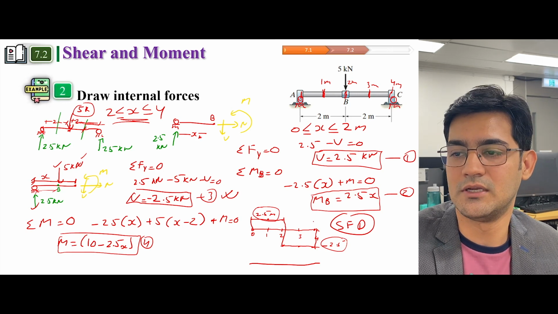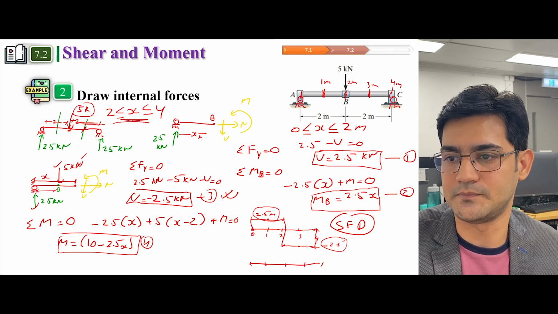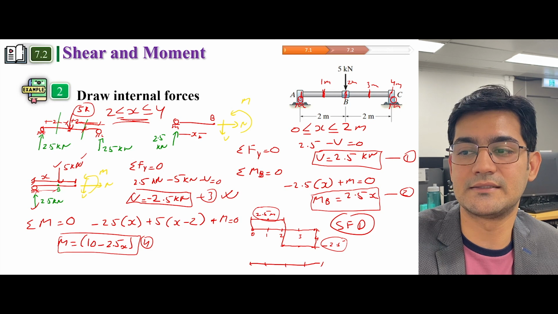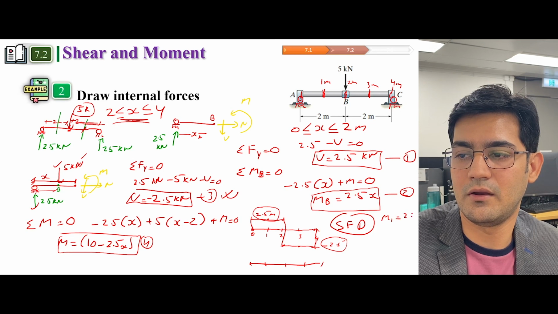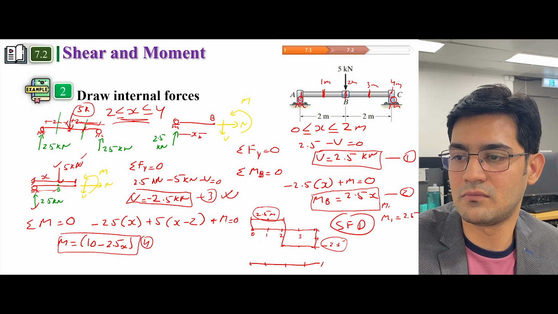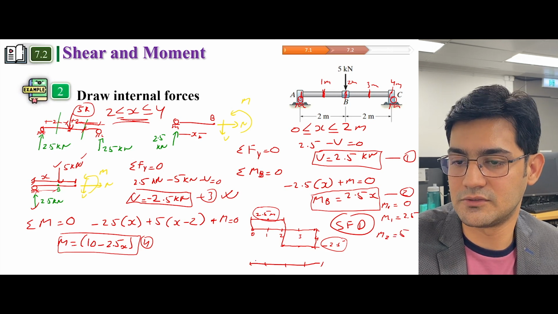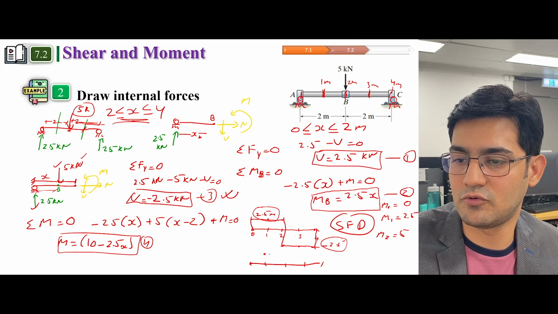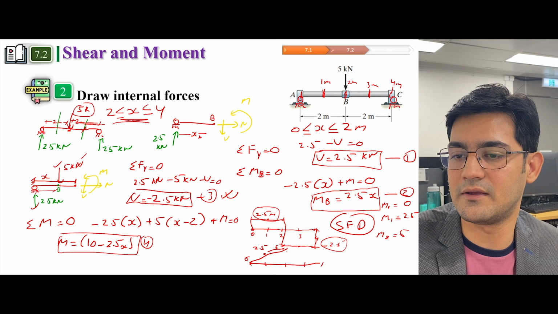Now what about bending moment? So let's just try to extract the values for bending moments at each point. So the bending moment is 2.5x. So if x is 1, our bending moment would be 2.5. If x is 0, then our bending moment is 0. When x is 2, 2.5 multiplied by 2, our bending moment is 5. So let's just draw. You have 0 here, you have 2.5 here, you have 5 here. So it's a triangle.